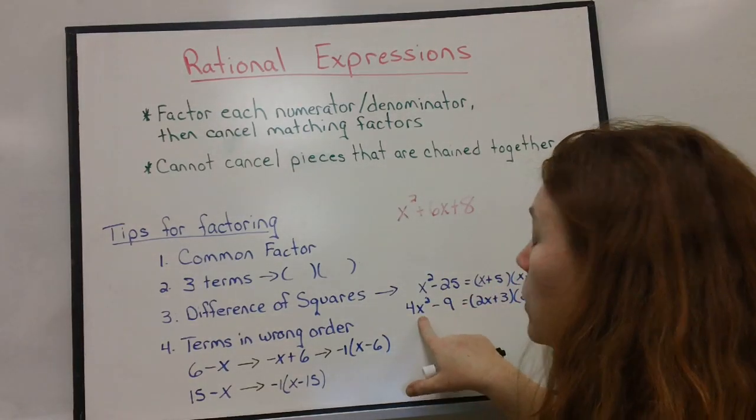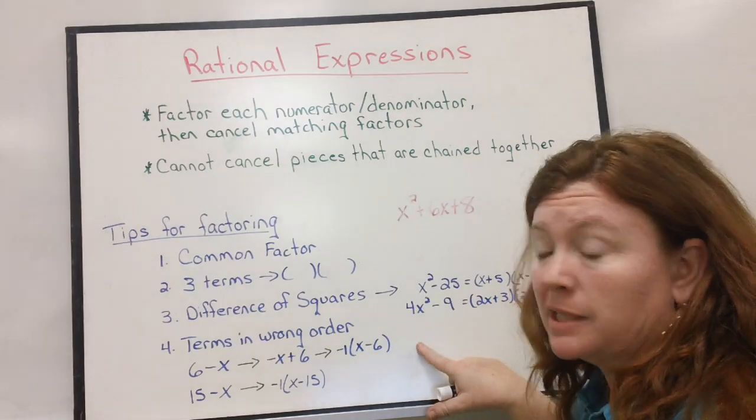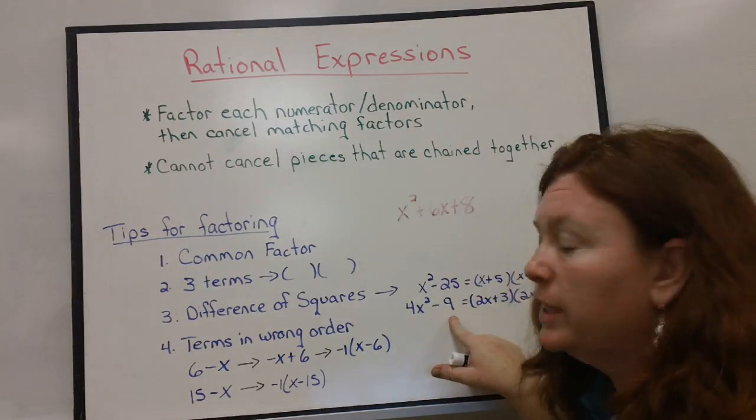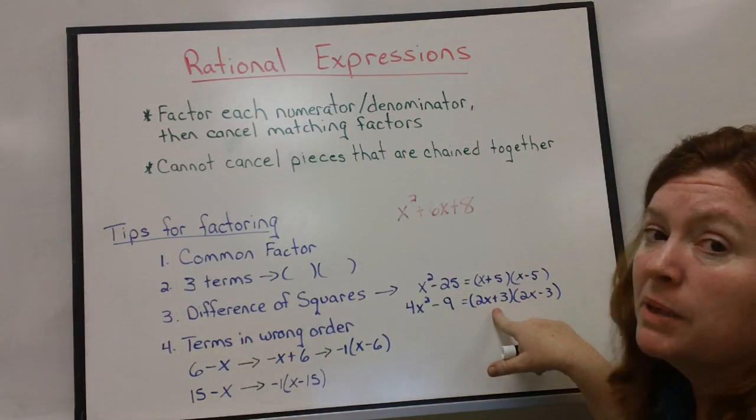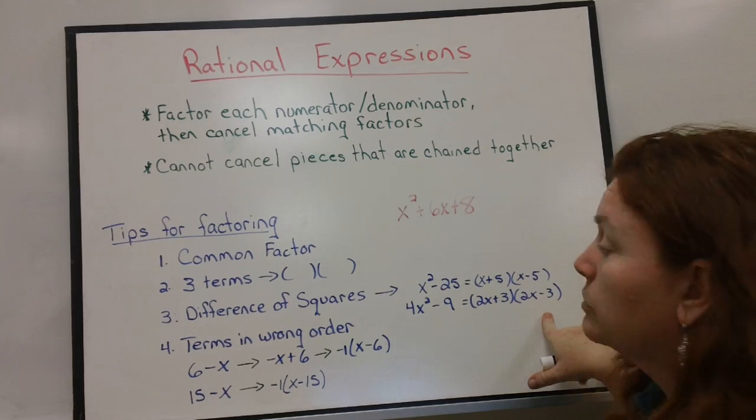4x squared is 2x times 2x. 9 is 3 times 3. So it's going to factor into 2x plus 3 and 2x minus 3.